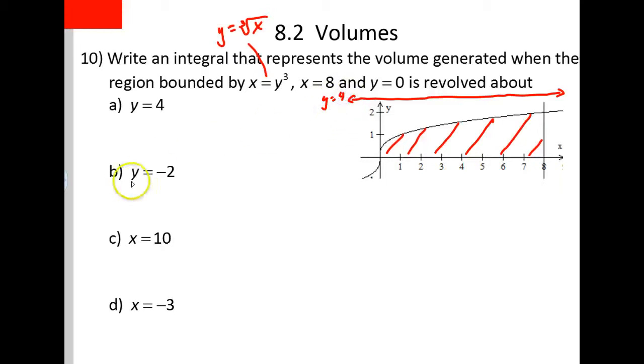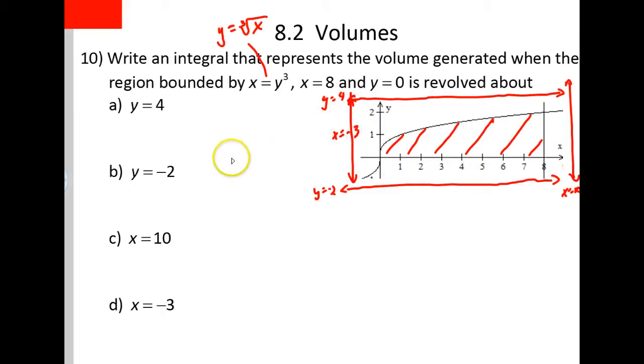All right, then y equals -2. Y equals -2 is down here. So we have two horizontal lines that we're going to be going around. Then we have x equals 10. X equals 10 would be a vertical line over here on the right. And then we have x equals -3, a vertical line over here on the left. All right, and so for each one, we're going to revolve around those. All right, so let's start with y equals 4.